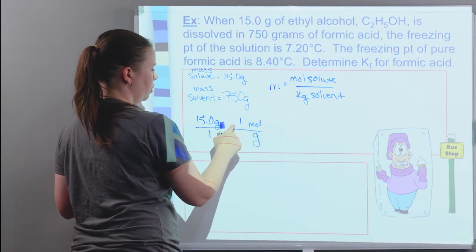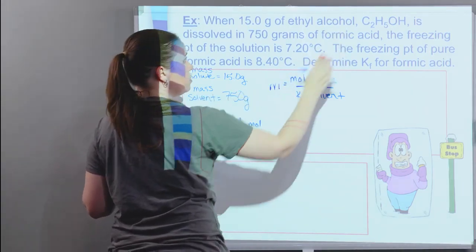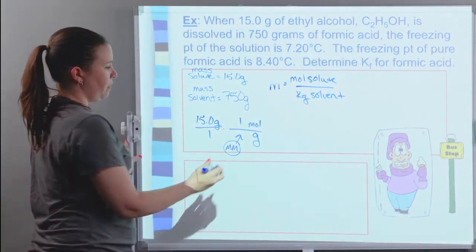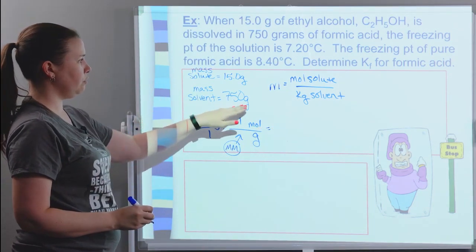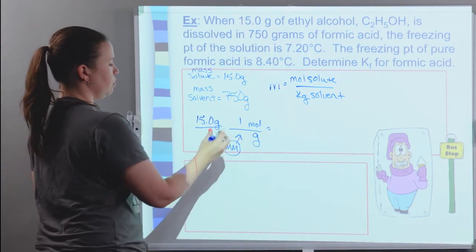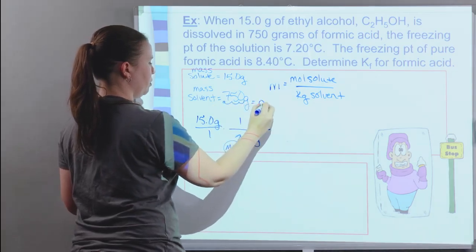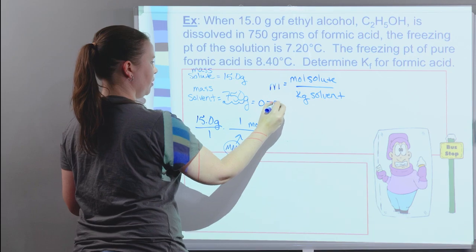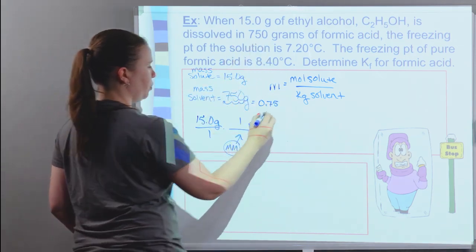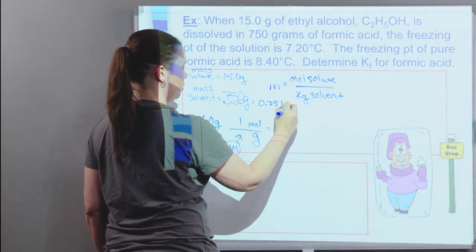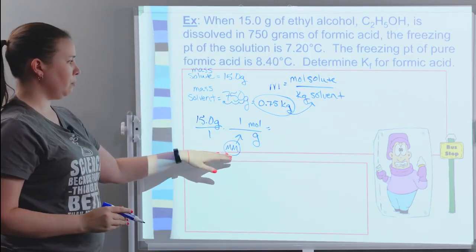Or 1 mole over the molar mass of the C2H5OH. That will give us our moles of solute. Then we're going to convert our mass of solvent from grams to kilograms. So as you remember from the last example, that essentially means we're moving our decimal back 3 places. So it's going to be 0.75. And there was no decimal here, so this is actually just 2 sig figs. So 0.75 kilograms.